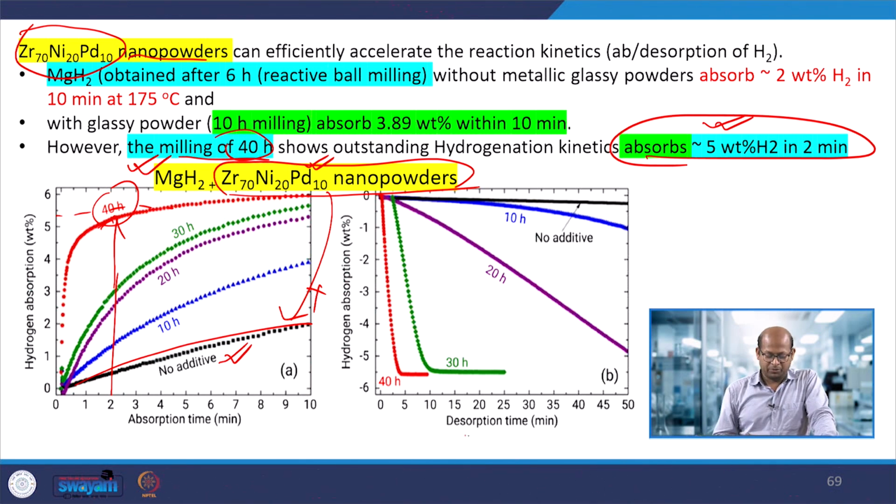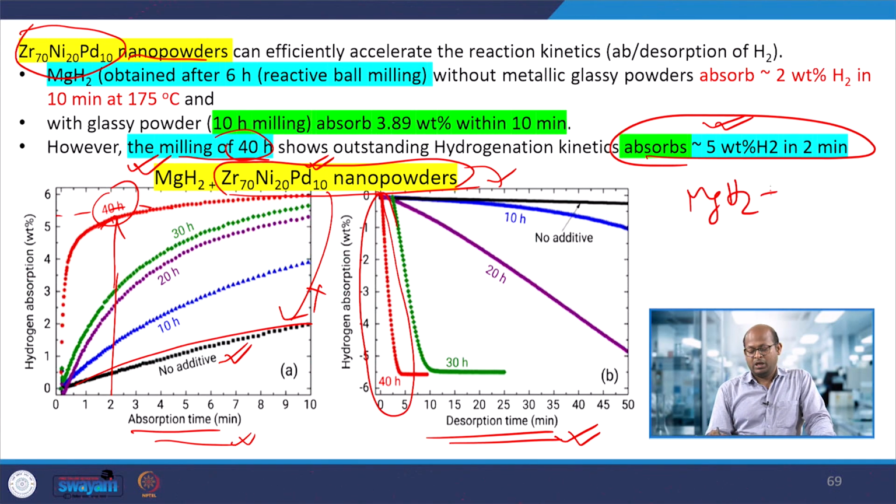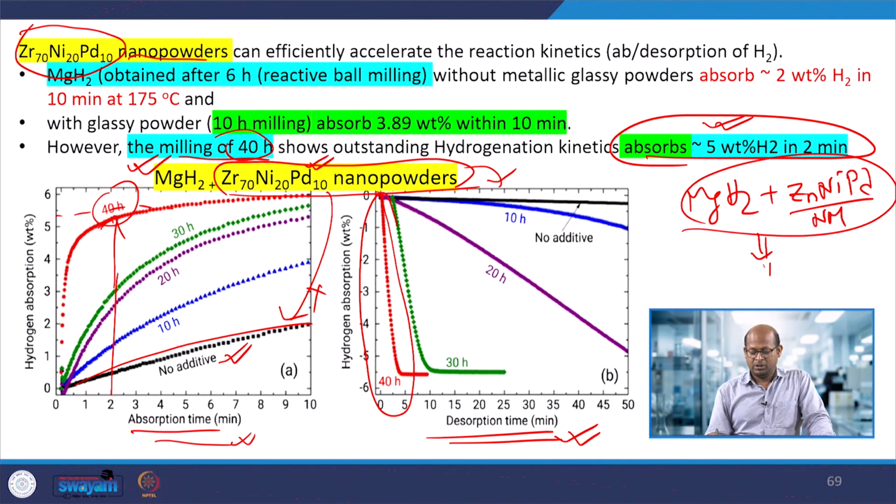Similarly, once we do the study of desorption, this is the absorption study and this is the desorption study. With the same materials, when we take hydrogen out of those materials, the MgH2 and zirconium, nickel, palladium nanopowders, or nanomaterials composite, was milled for 40 hours.